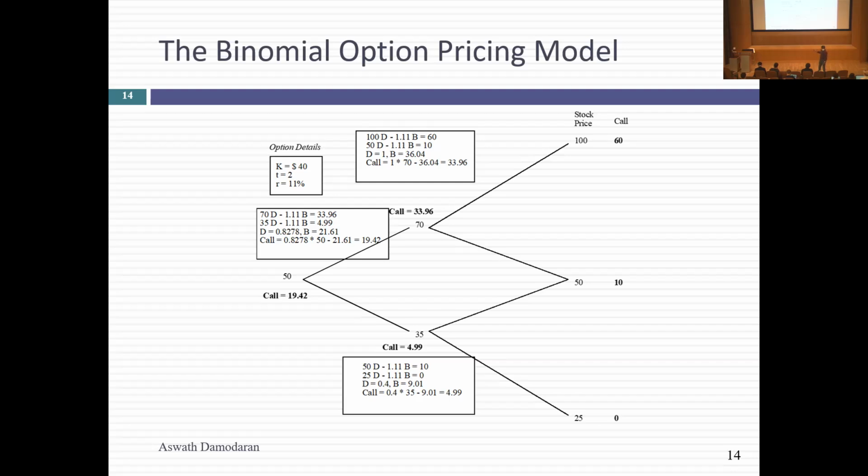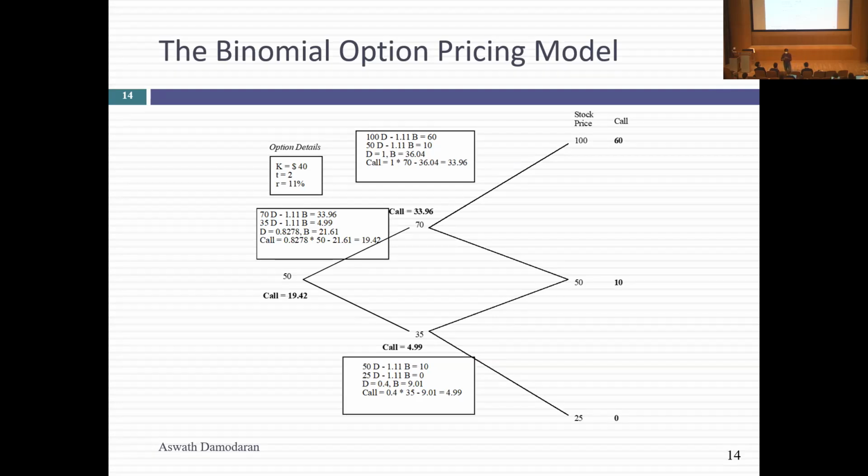How much do I need to borrow? B dollars. How many shares do I need to buy? D. In this case, you set it equal to $33.96 if the stock goes to 70, because that's what the call will be worth, and $4.99 if the stock goes to 35. You solve for D and B. You borrow $21.61 and buy 0.827 share. Again, it's very difficult to conceptualize buying 0.8278 shares of stock. But if you do that, you will have exactly the same cash flows as the call. That position would cost you $19.42. The call today will trade at $19.42.